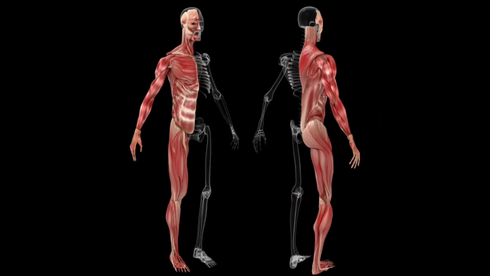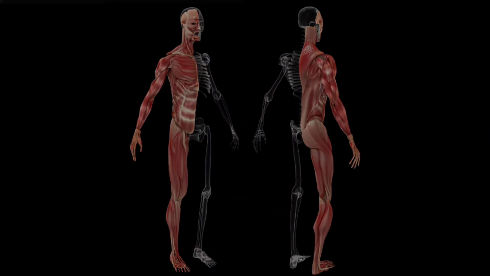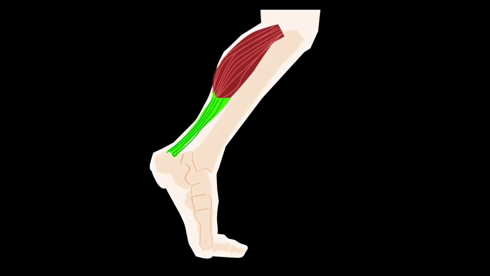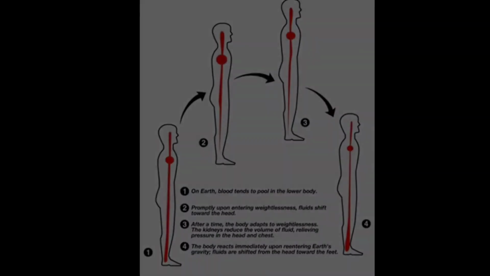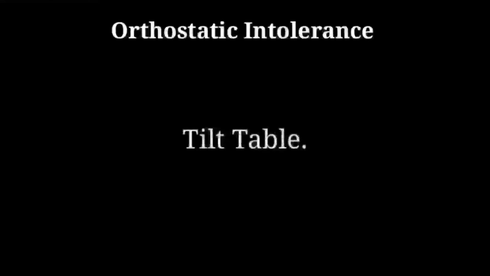Due to the musculoskeletal changes, our muscles go into atrophy and we lose our second heart. We all know that the calf is our second heart. Due to the inactivity of the calf muscle, they can't pump blood back towards the heart. So an excessive amount of blood accumulates in the legs, and due to this, astronauts suffer from orthostatic intolerance. And to cure this condition, we use a tilt table.